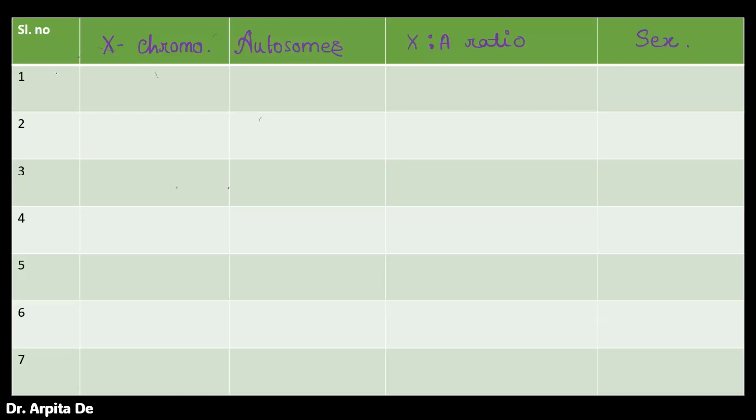Now, condition number 1. Serial numbers of conditions here. In condition number 1, we have 3 X chromosomes, 2 autosomes. What is the ratio? 3 by 2, which is 1.5. What is the sex here? Meta female. Fine.